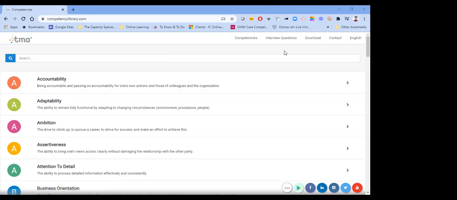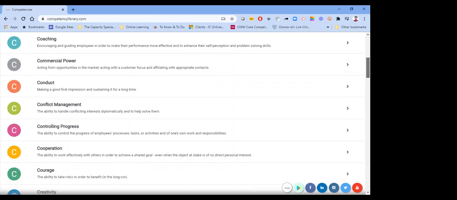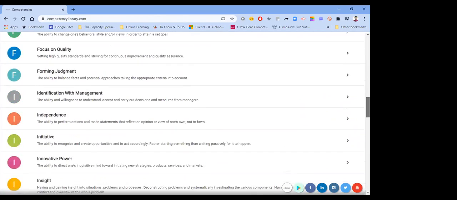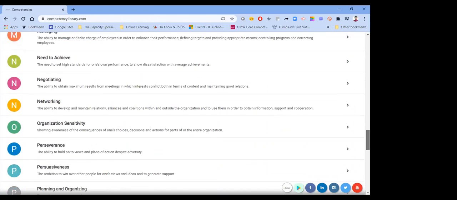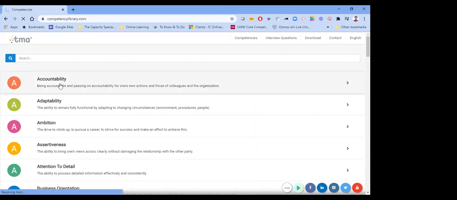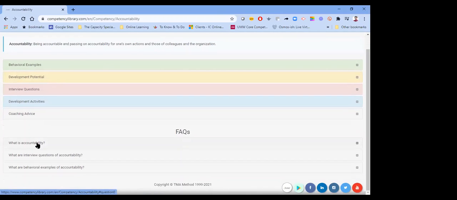Let's take a look at some of these competencies: accountability, adaptability, ambition, assertiveness, attention to detail, business orientation, coaching. Wow, that's a lot. Commercial power, courage, creativity, flexible behavior. Now, this is such a powerful site when you want to use this to build competencies. When you click on any one of these, it takes a while to load sometimes. When you click any one of these, you actually get behavioral examples, development potential, interview questions, development activities, and coaching advice. And if you're not sure what it is, it says here what is accountability. So you actually have a definition.